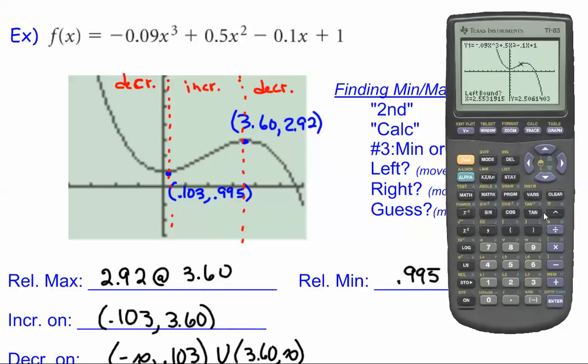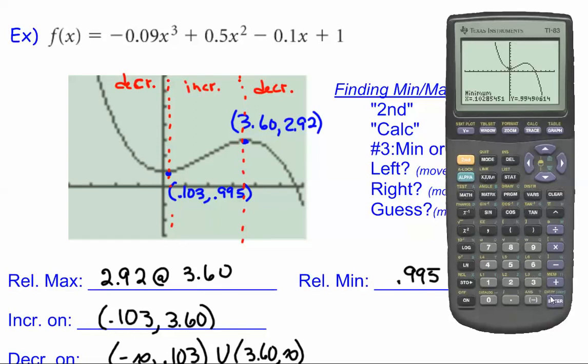And it asks me for the left side. Now simply all that means is something to the left of whatever it is I'm looking for. This is what I'm looking for, this dip. So I'm going to mark that, hit enter. Now it says, well, what's the right side? Well, that means I want to go to the right of this dip. So I'm going to use my little arrows until I get past it on the right side and hit enter. And it says, okay, what's your guess of where you think that minimum is? About there. And I hit enter.